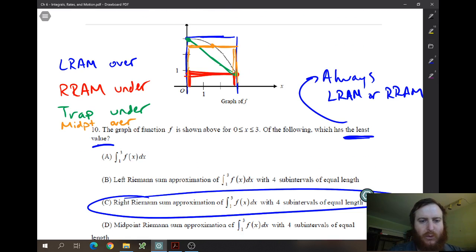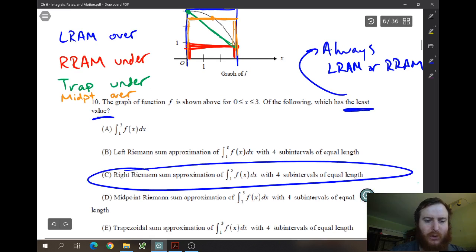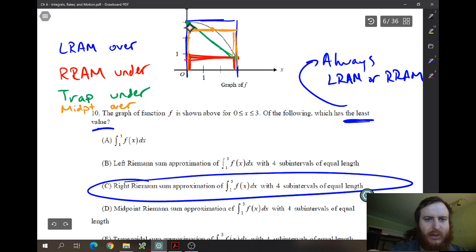All right, next up, we have a graph of this function. They say which of these has the least value. They give us the integral, a left, a right, a midpoint, and a trapezoidal sum. So the integral is just the exact area under the curve, right? That's like the exact area under the entire curve.